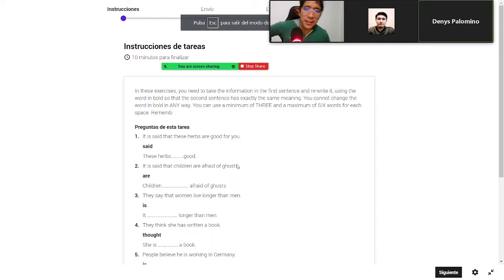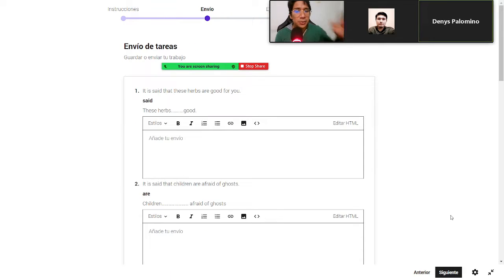In these exercises, you need to take information in the first sentence. Tienes que parafrasear. Tienes que incluir esta palabra y no pueden exceder 6 palabras. No pueden ser más de 6. It is said that these herbs are good for you. What is your answer?